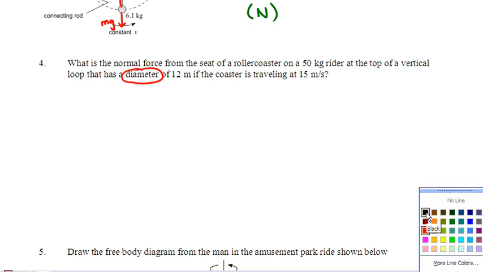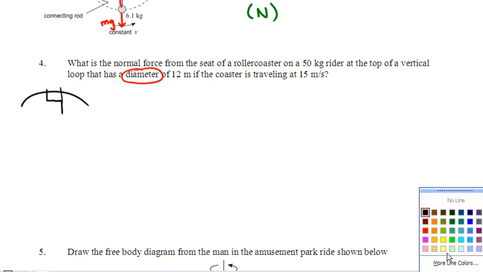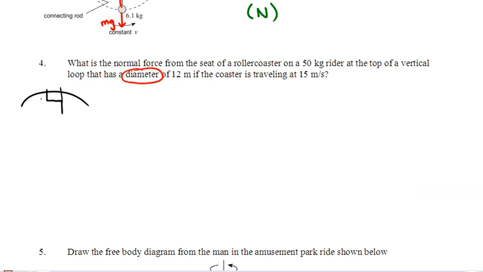Okay, so we're doing a bit of a loop. Here's the top of the track right as we do the loop. And I'm just going to draw like a chair for the seat of the roller coaster. And you've got your rider in the roller coaster. They're having fun. And so they're sitting in there like this. They're upside down. And we have to think about what forces are actually acting on them. Well, there are 2. Gravity is pulling them down.